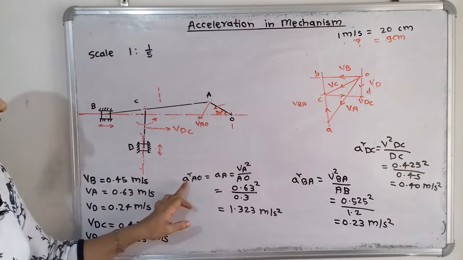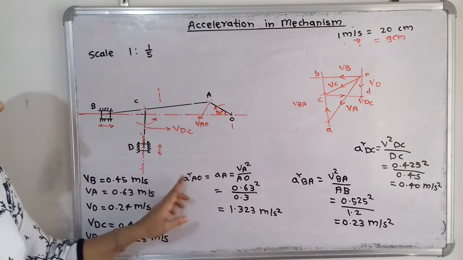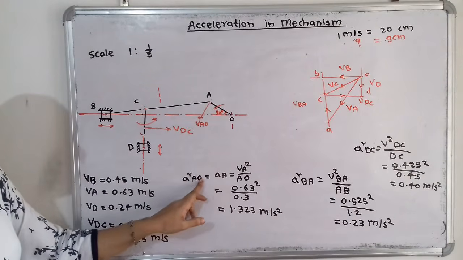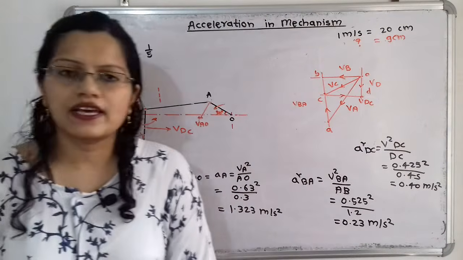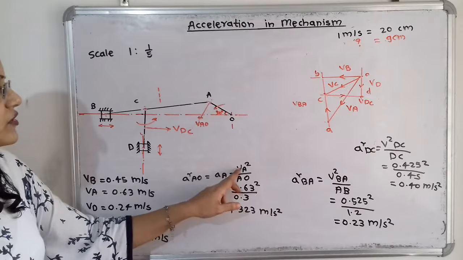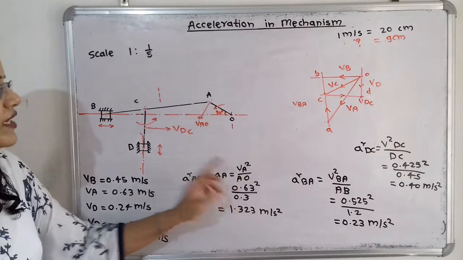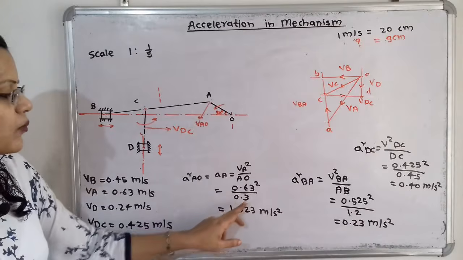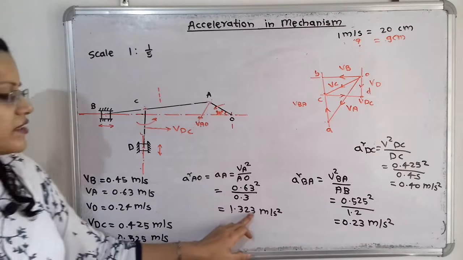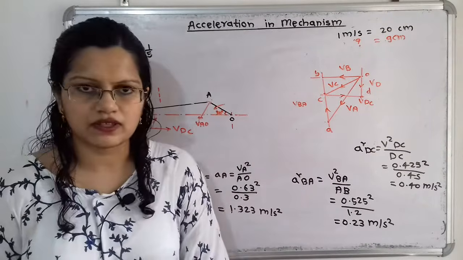So how to calculate it? We indicate it this way: a^r_AO is equal to linear velocity square divided by the length of the link. So what is the linear velocity? That is VA square by the length of link OA. So here 0.63 square divided by 0.3, which is equal to 1.323 meter per second square.